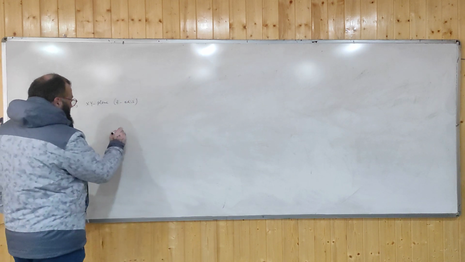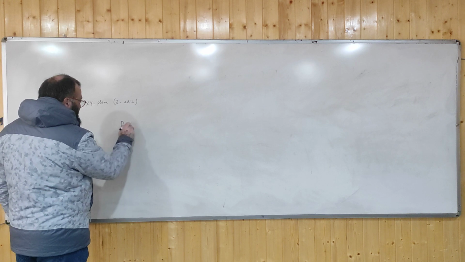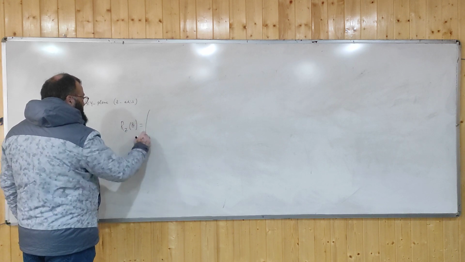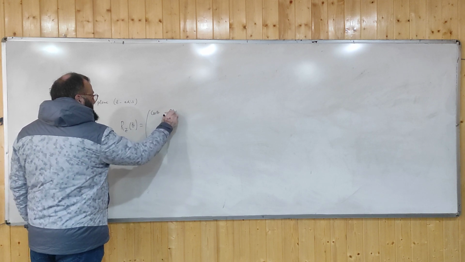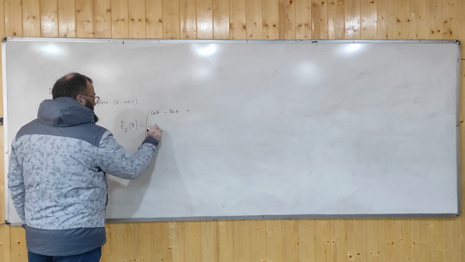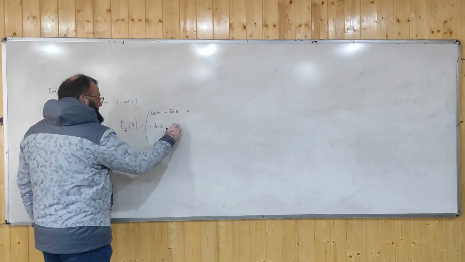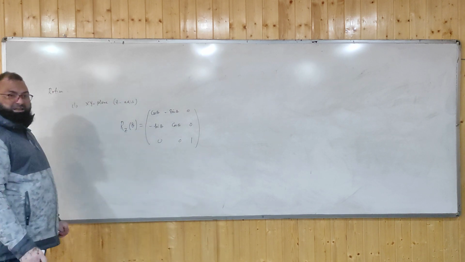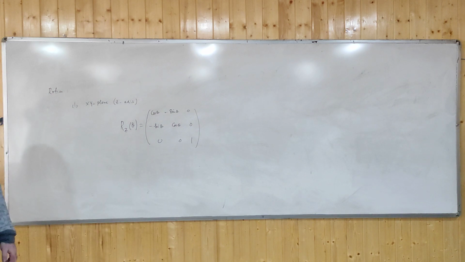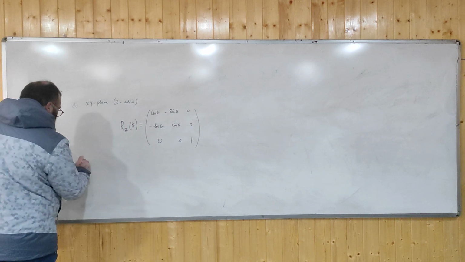Let's write theta as the parameter. Let's write R_Z of theta. What is that equal to? Cosine of theta, sine of theta, 0; minus sine of theta, cosine of theta, 0; 0, 0, 1. So this is the rotation matrix, and theta goes from 0 to 2 pi. Clear?